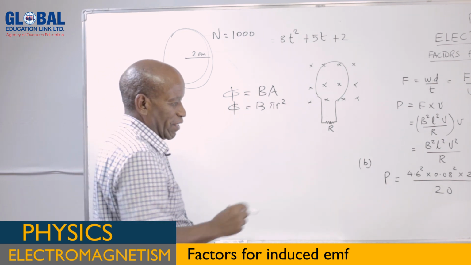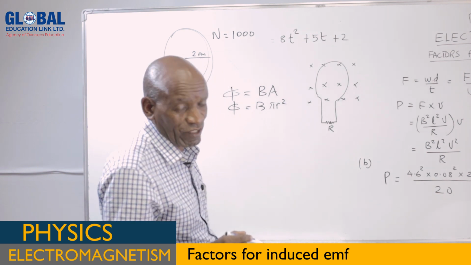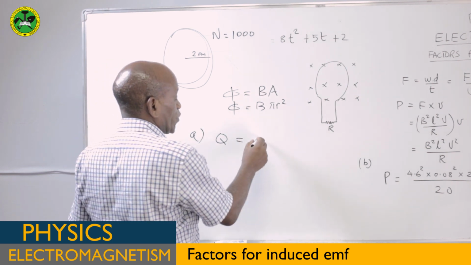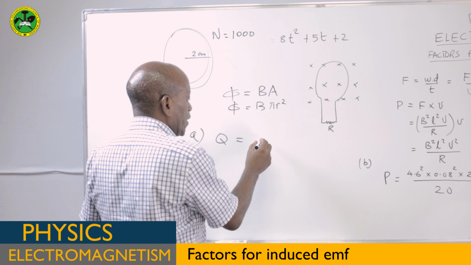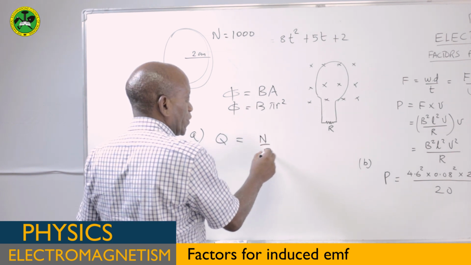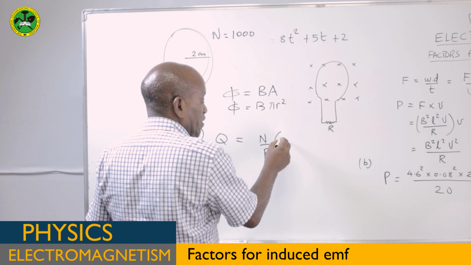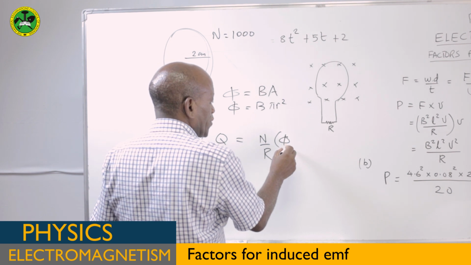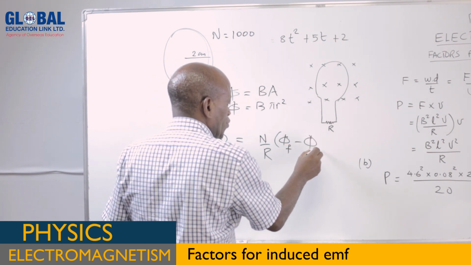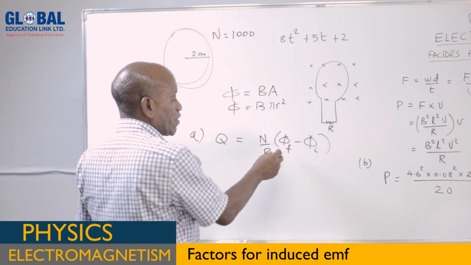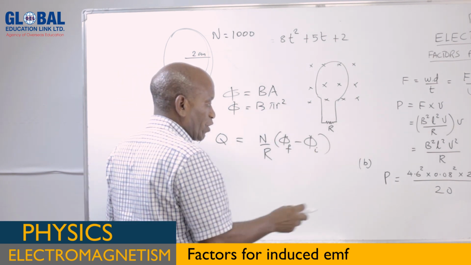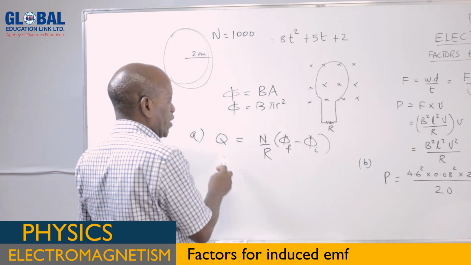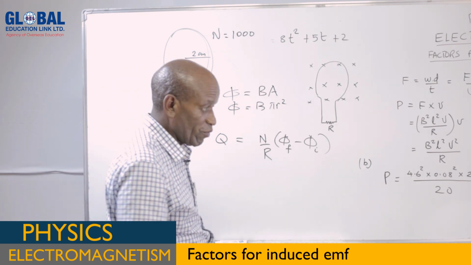Having obtained the magnetic flux, for part A, the amount of charge induced will be equal to the number of turns over the resistance times the change of magnetic flux. So you look at the final minus the initial magnetic flux. The final was 0, the initial you have just obtained, and therefore if you substitute there, you get the amount of charge induced in the coil.